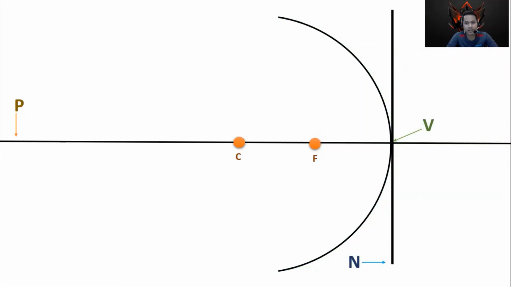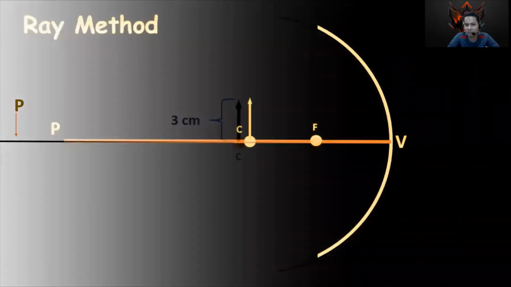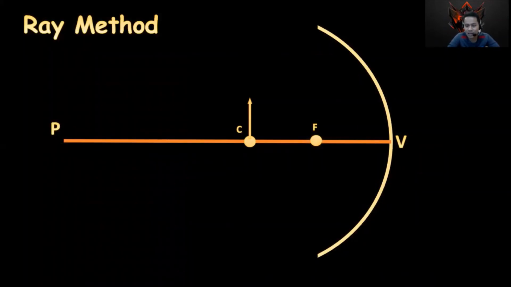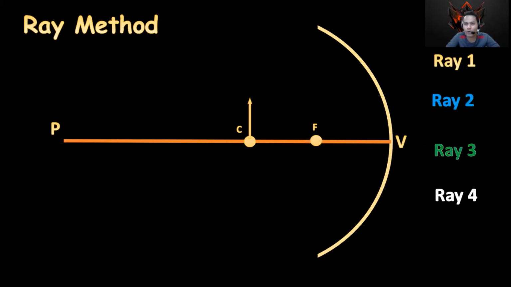In this case, since it is case number 3, we have to put our object on C and also measure the same height. The height of our object is still 3 centimeters. This time, I'm going to change the mode into a black one, and it should look like this. Same as before, we will use 4 rays which are already color coded.